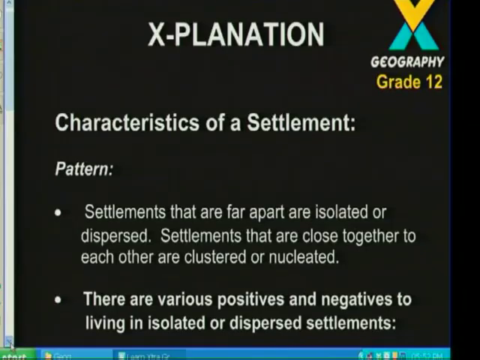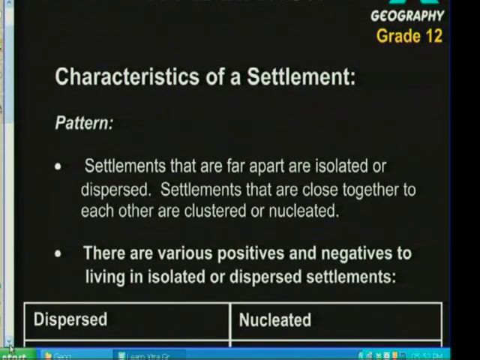Let's look further at characteristics. Remember, our first factor was size. Now we're dealing with pattern. Settlements that are far apart are isolated or dispersed. Note the key words again: far apart, isolated, and dispersed. Settlements that are close to each other are clustered or nucleated.